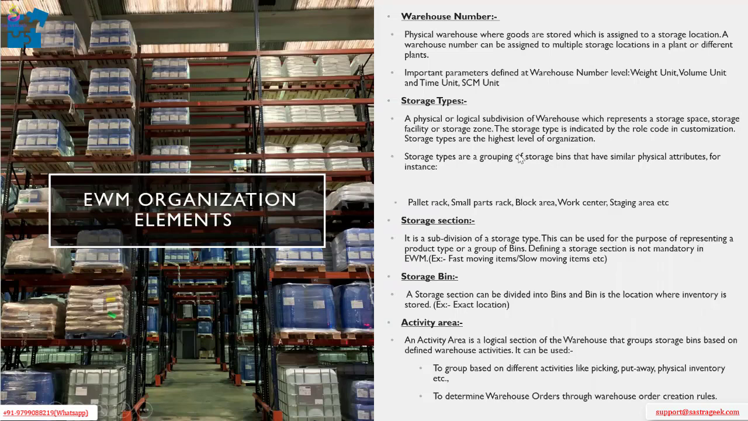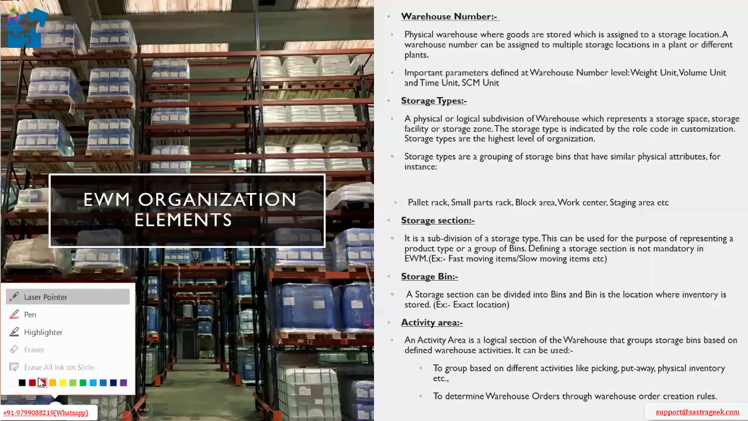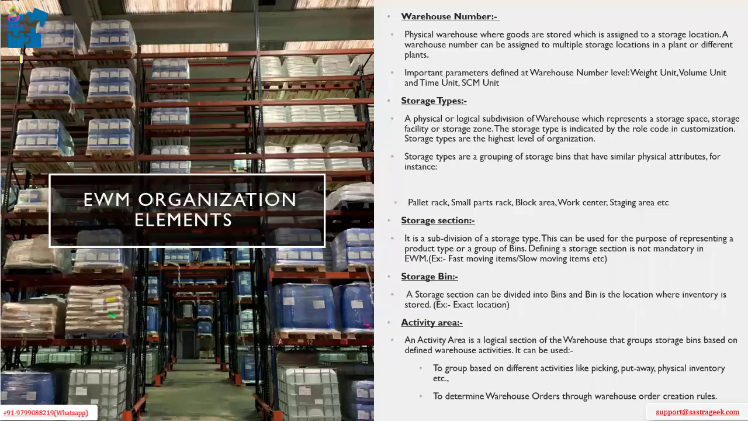That's the first thing. Now, what is the second organizational element that we are going to see here? It is the storage section. The storage sections are a subdivision of the storage type, meaning within any storage type, for instance, like for example, we can consider the entire storage type.